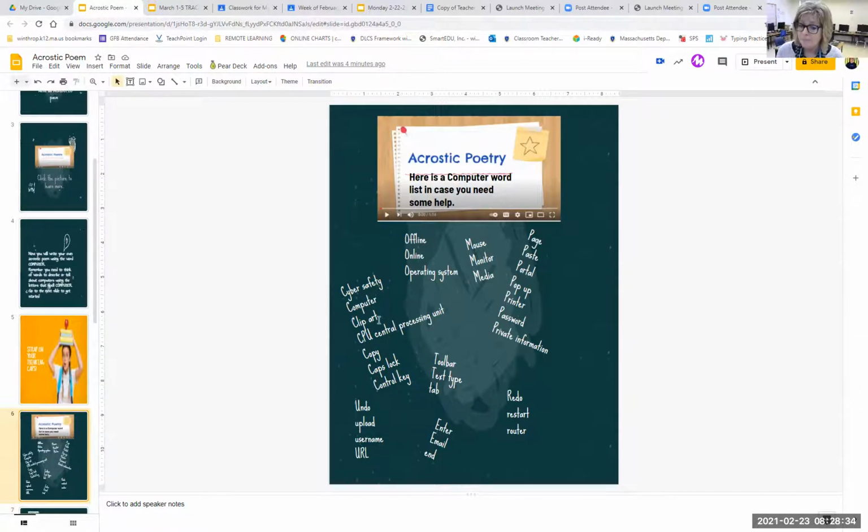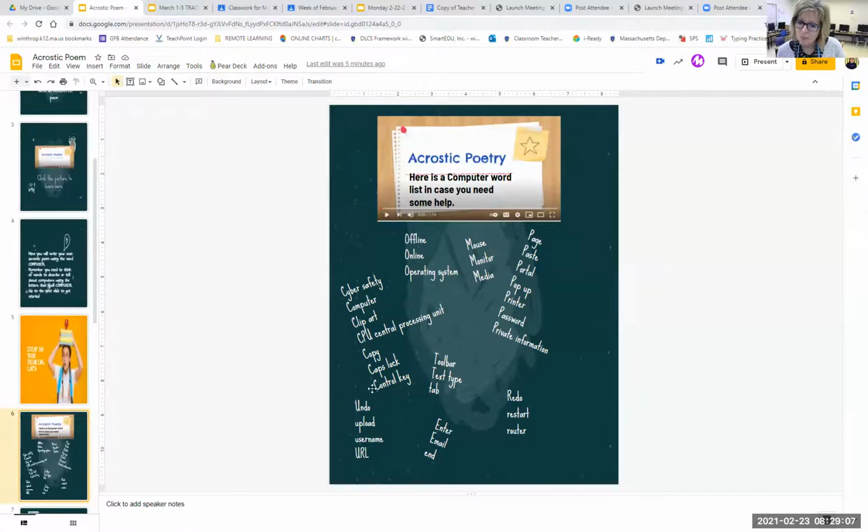Clip art. CPU, that's the brain, the central processing unit. The word copy is often associated with computers because you copy things and then paste them somewhere else. You've practiced that before. Caps lock is a keyboard computer term, and control key is also on the keyboard. So those are just some words that begin with C that have to do with a computer, boys and girls. You can certainly think of your own words. You don't have to use these words. They're just helper words if you get stuck.